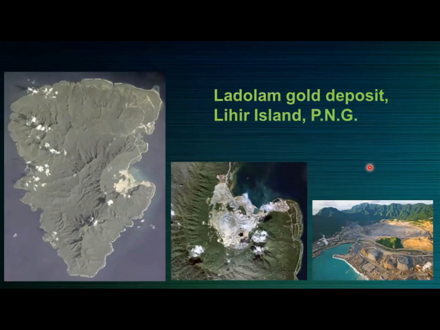Then just a few pictures of Lihir Island. The island is very small. It's about 12 kilometers from north to south, and in the widest part, it's probably about 4.5 kilometers wide. It consists of 5 Pliocene volcanoes, and one of these volcanoes is called Luise.